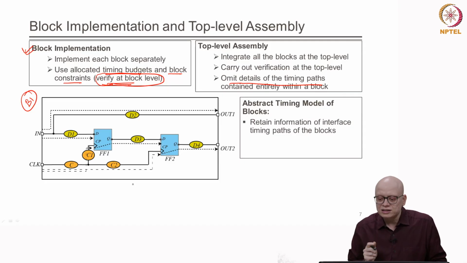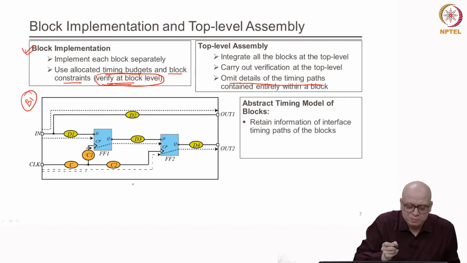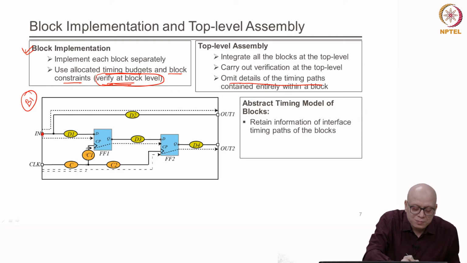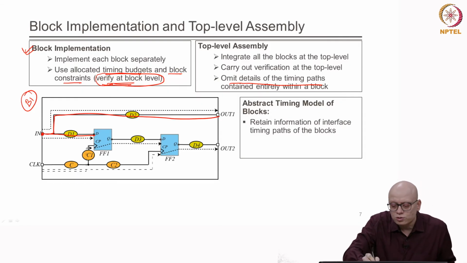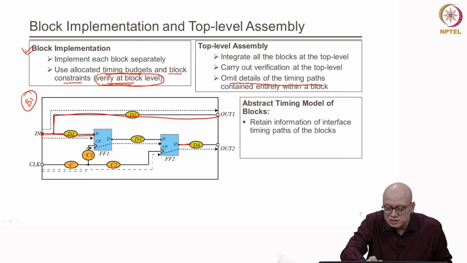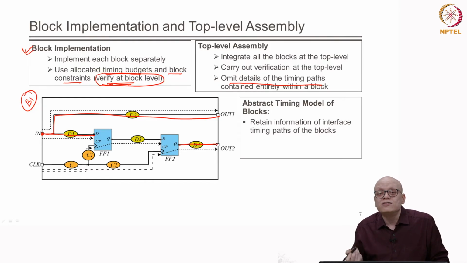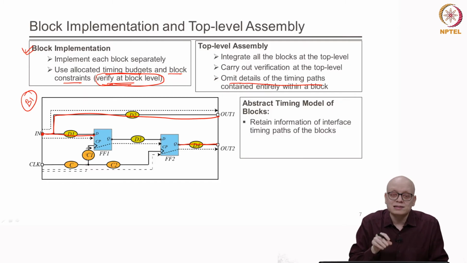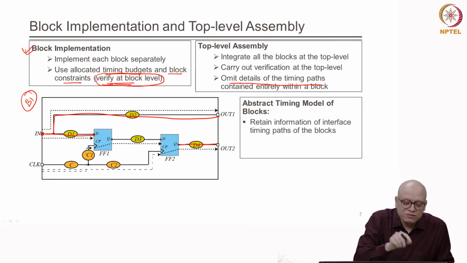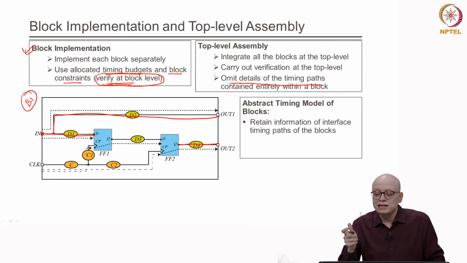And what are these interface paths? The interface paths are the paths which come directly from the inputs. For example, this is an interface path which goes from input to the output, and this is an interface path which is directly going to the output. So, these are interface paths, and their characteristics must be known when we are doing the top level timing analysis. We need to know the characteristics of the interface paths of the individual blocks in our design.